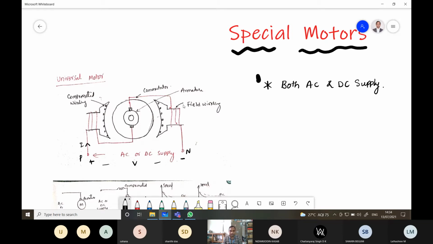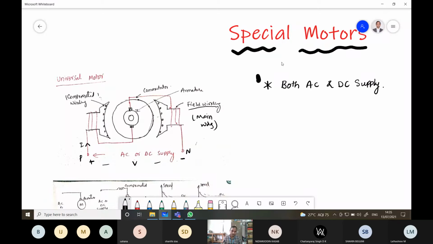So this is the main winding, also called as a field winding. This is called as main winding, and another one is called as the compensated winding. So compensated windings are placed in the pole shoes of the motor, and rest of the things are like a DC motor. It also has commutator segments. The armature windings are connected here, and brushes. So these are the brushes. Okay, so this is the construction of universal motor.